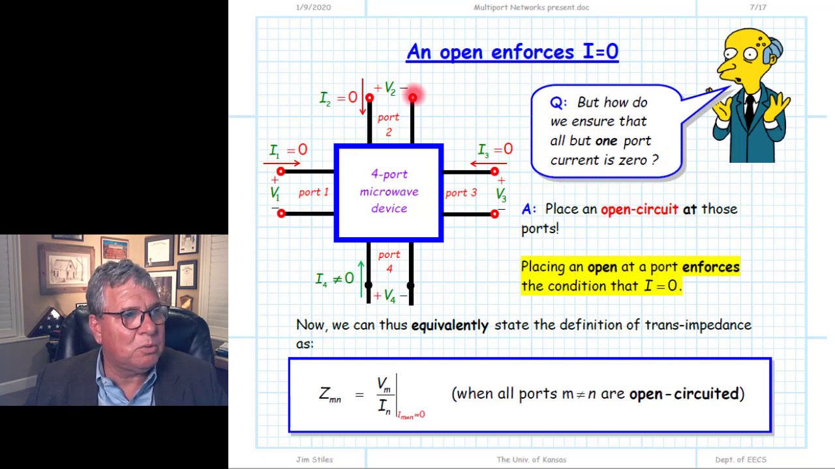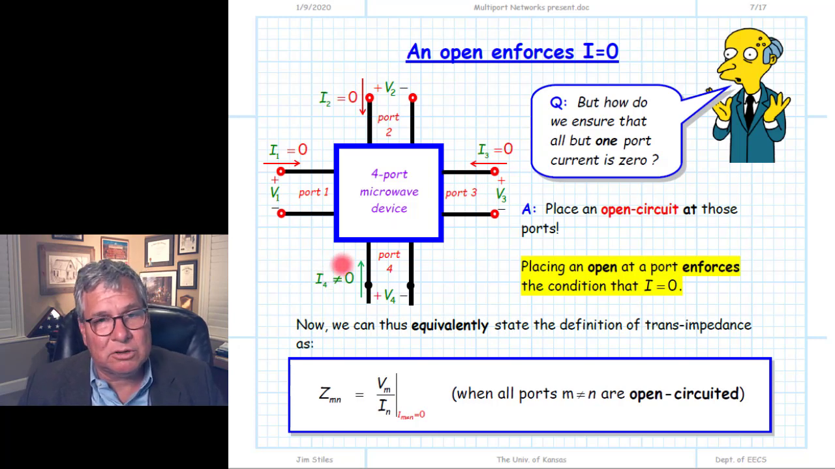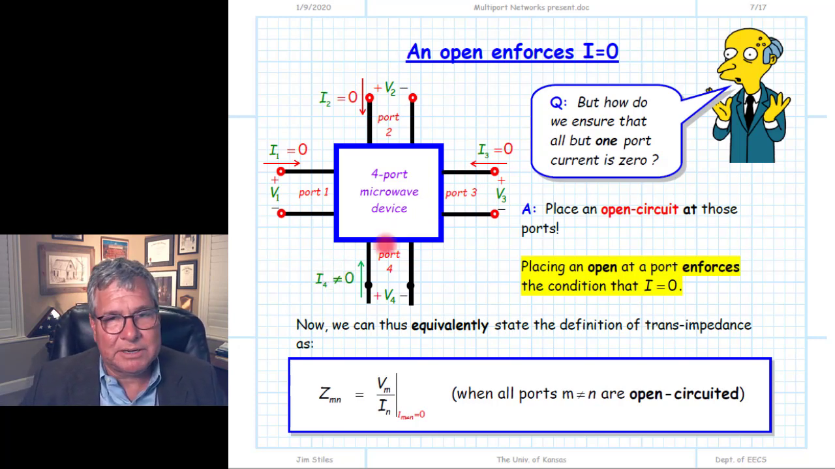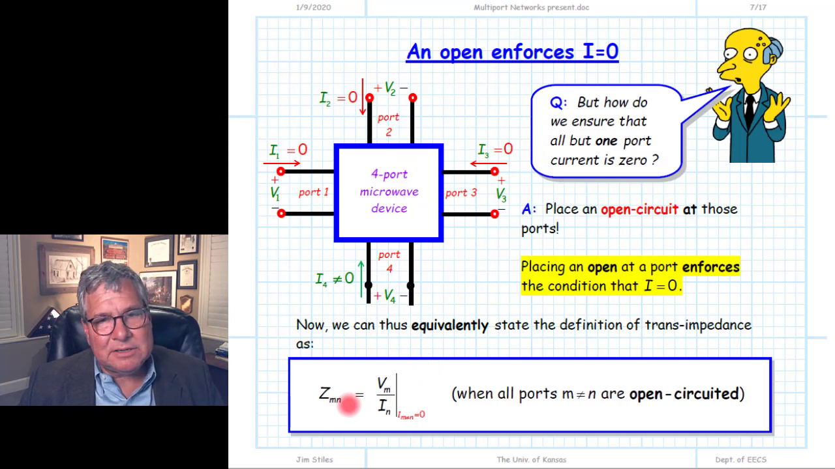So when we say we put open circuits on the other ports except for one, again, that may be very physical for the lab, or that may be simply a schematic modification that we make before we do the analysis of that circuit that's inside the blue box. The transimpedance parameters can then be described in this way.